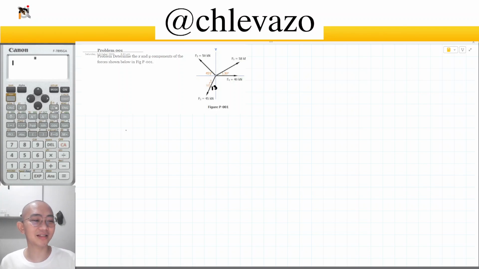So, what we will do is take the summation of forces. If we want the x component, take the summation of forces along x, and what we will get there is the resultant Fx.